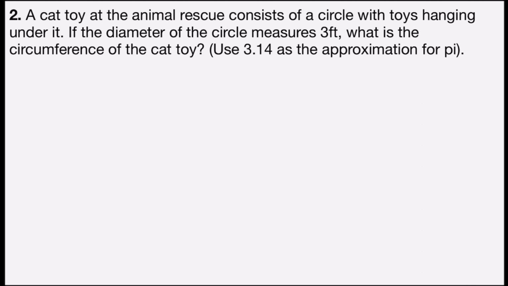Problem number 2 says a cat toy at the animal rescue consists of a circle with toys hanging under it. If the diameter of the circle measures 3 feet, what is the circumference of the cat toy? Use 3.14 as the approximation for pi.